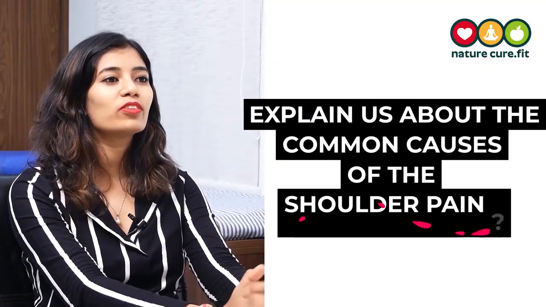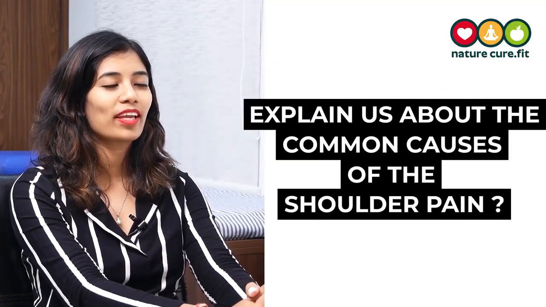Pleasure is all mine. So sir, please explain to us about the common causes of shoulder pain. Yes, of course. So a bit of background about the shoulder. The shoulder is a pretty complex joint. It has a ball which is quite big, sitting in a shallow socket. To keep that big ball in the shallow socket, it needs a lot of soft tissue structures which support the joint.